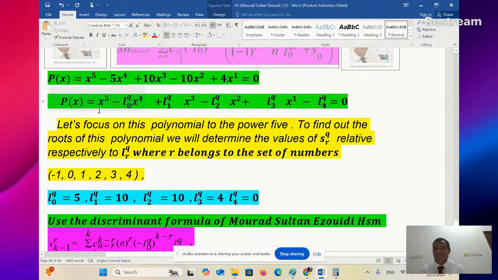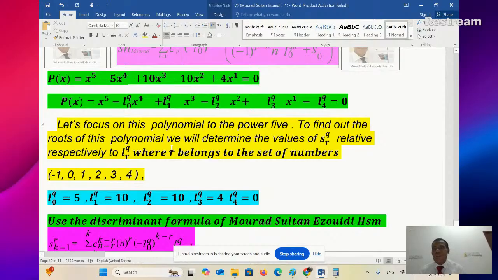And p of x has to be equal to x raised to the power 5 minus l0 over 2 multiplied by x raised to the power 4 plus l1 over 2 times x squared minus L2 over 2 x squared plus L3 over 2 times x minus L4 over 2 equal 0. Let's focus on this polynomial to the power 5.